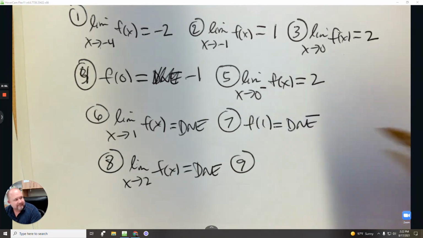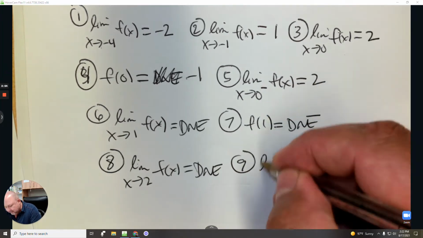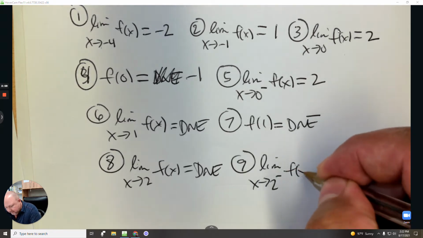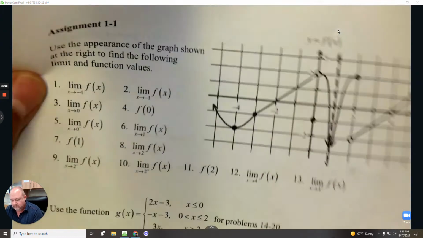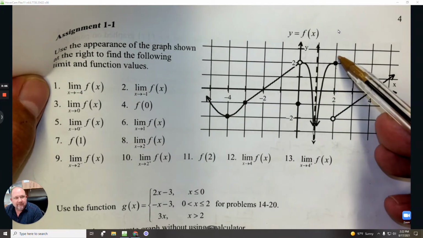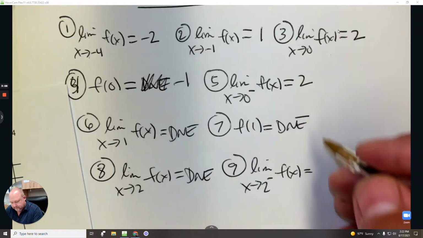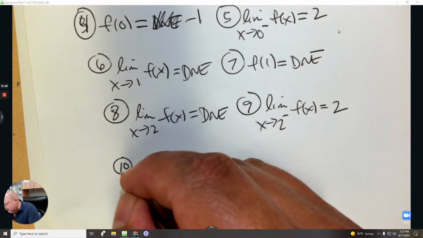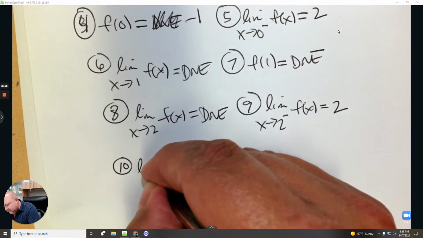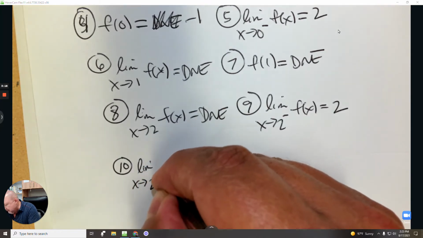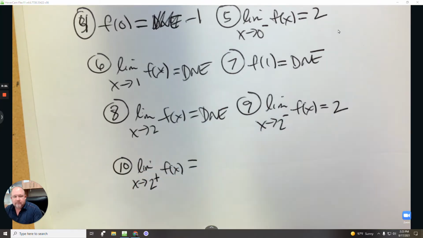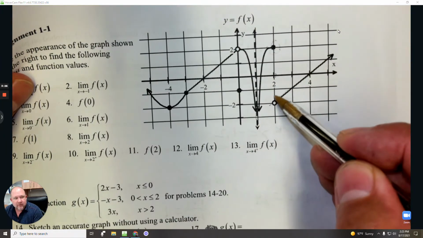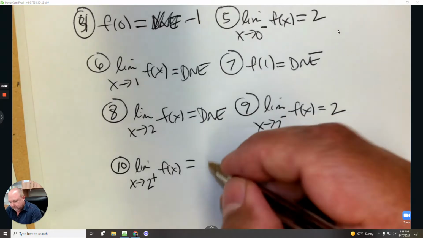Number 9. What's the limit as x approaches 2 from the left of f at x? So from the left, the y value up here is 2. You could trace it from the left and get the answer. Number 10. What's the limit as x approaches 2 from the right? So 2 from the right, the y value from the right is -2.